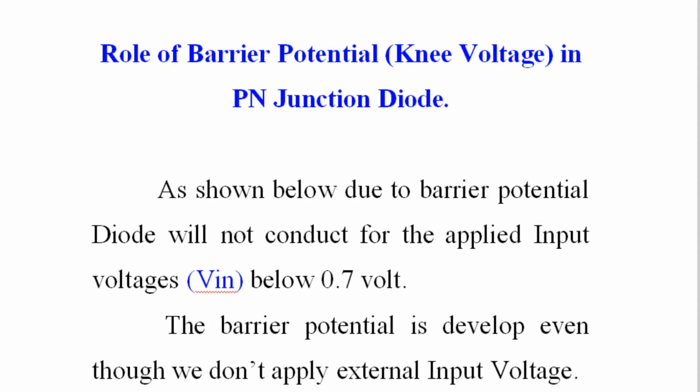Students, today we are going to study the topic which is called the role of barrier potential. Barrier potential is also called knee voltage in a PN junction diode. Because of the development of barrier potential, the PN junction diode becomes a very important semiconductor component, and we are going to study the role of barrier potential.